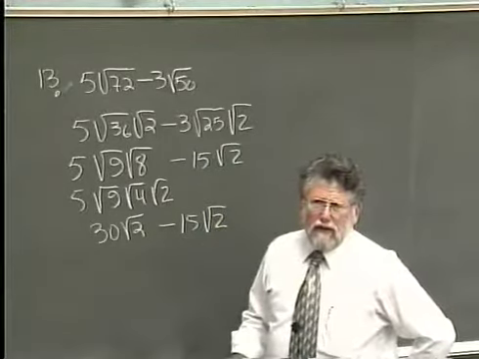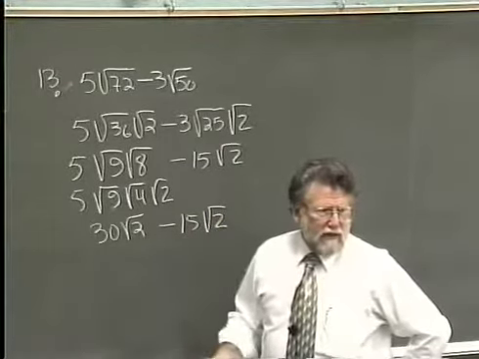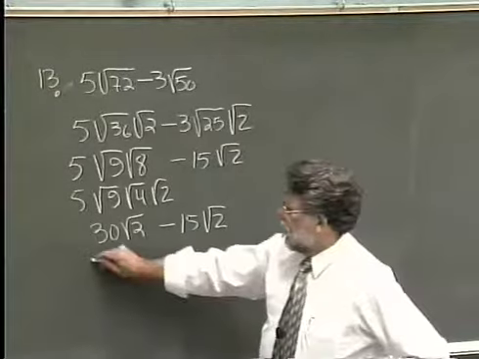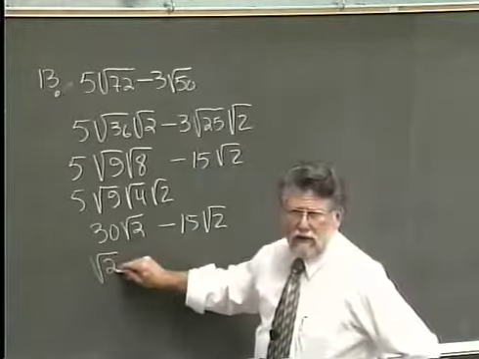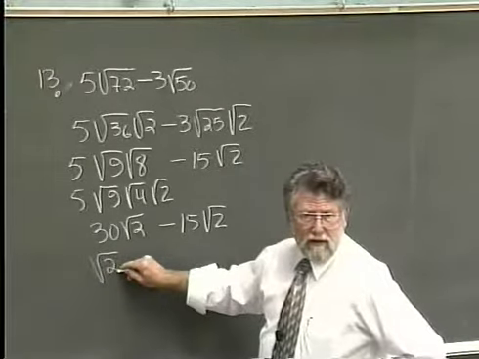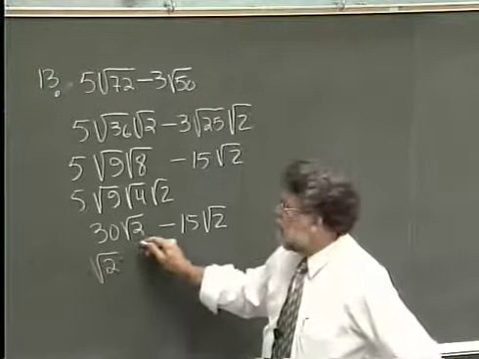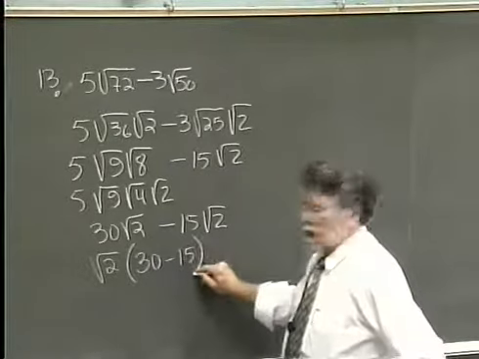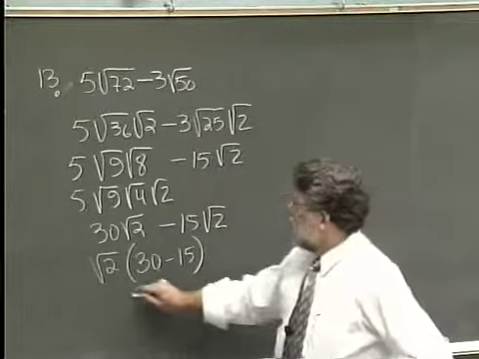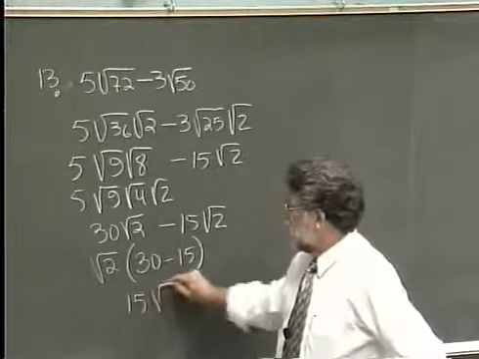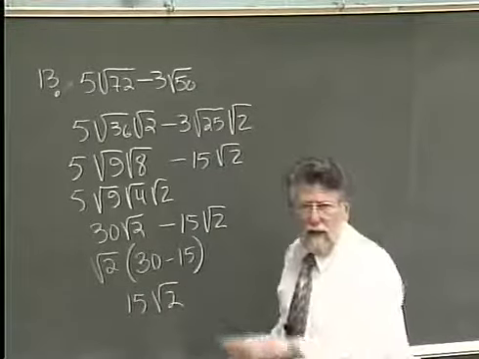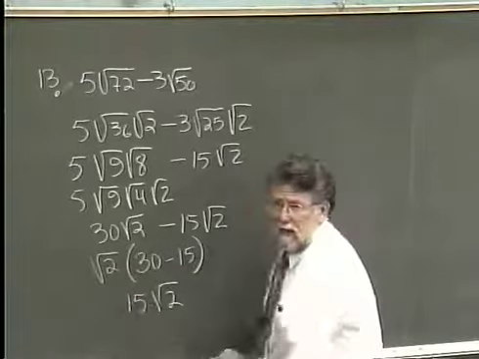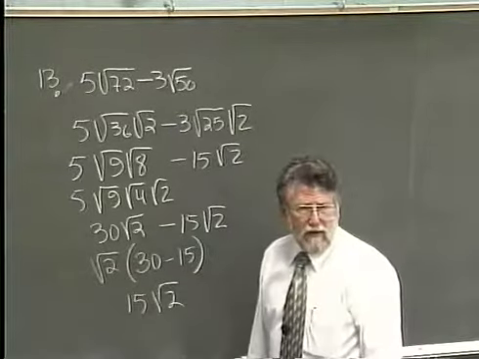Now at this point, are you comfortable in just saying 15, the square root of 2? If you're not, what can you do? Factor out the square root of 2 and have left the 30 minus 15, and you still get 15 the square root of 2, because what's my argument? I don't want the 15 after the 2, I want the 15 in front of the radical. That is the preferred form.